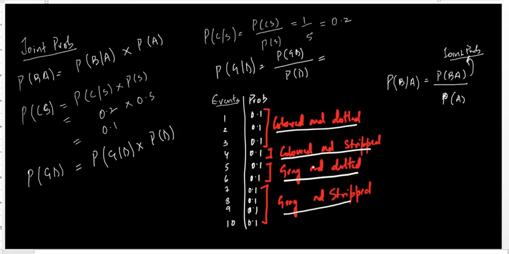Now, gray and dotted are 2 balls, and the total dotted balls are 2 here and 3 here: 1, 2, 3, 4 and 5. So 2 by 5, which is equal to 0.4. And the dotted balls, I have 3 over here and 2 over here. There are 5 balls, which means their probability is equal to 0.5 into 0.4. In this case it is going to be equal to 0.2. In this way we calculate the joint probabilities under the condition of statistical dependence.